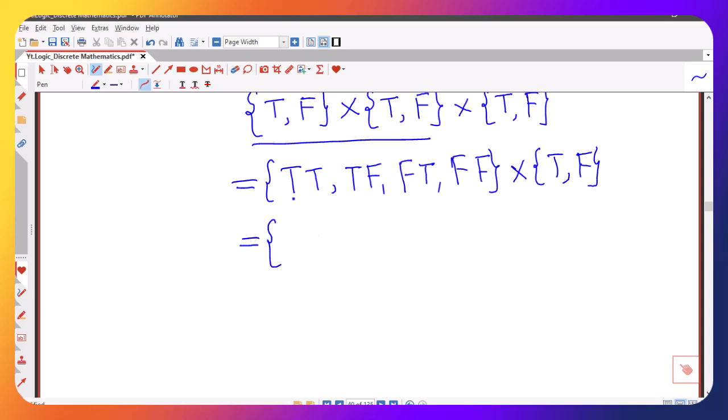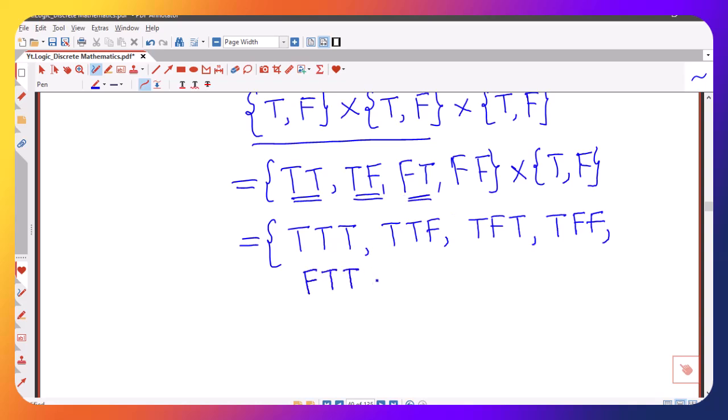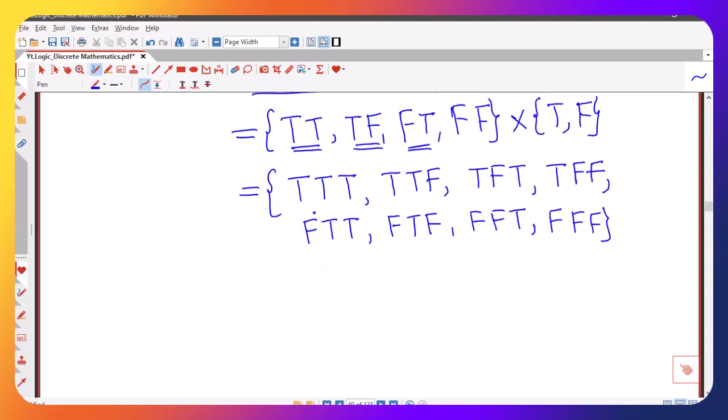So now first I fix T, T, and I vary T and F as the third possibility: T, T, T and T, T, F. Then I write the same thing for T, F fixed and the third component T and F. Similarly F, T, T, F, T, F, then F, F, T and F, F, F. So whenever I write, the first is for P, this is for Q, and this is for R, and similarly for all these cases.